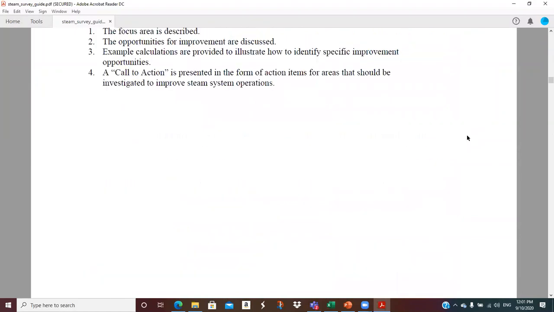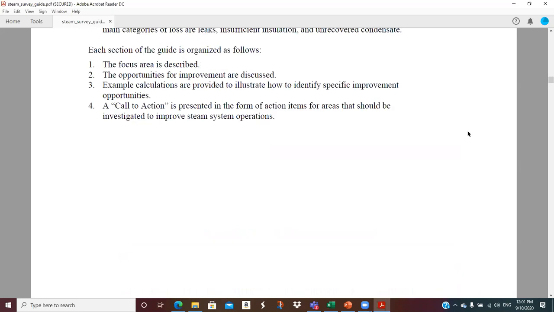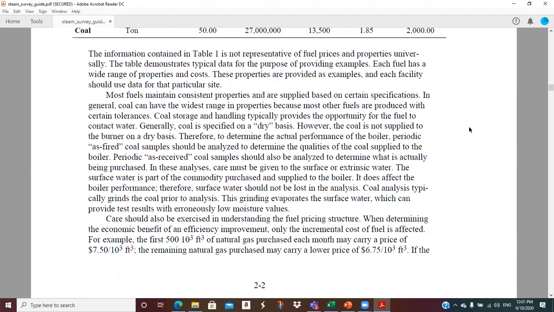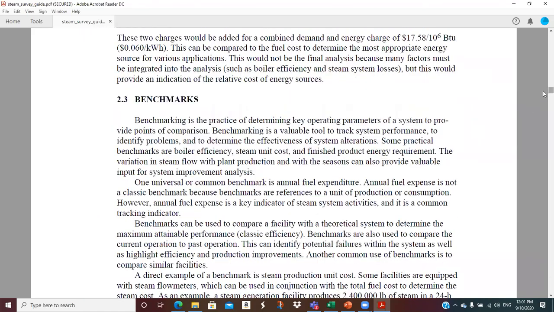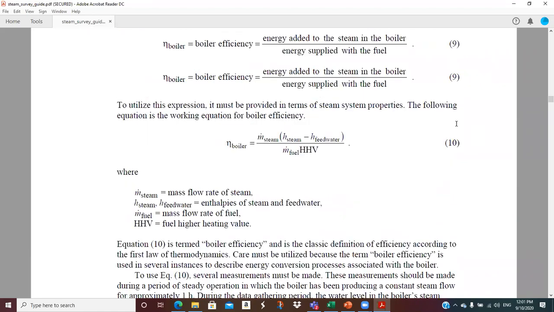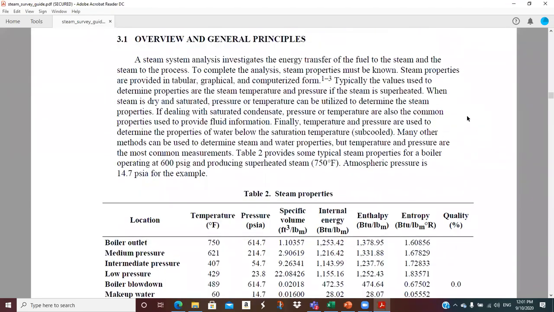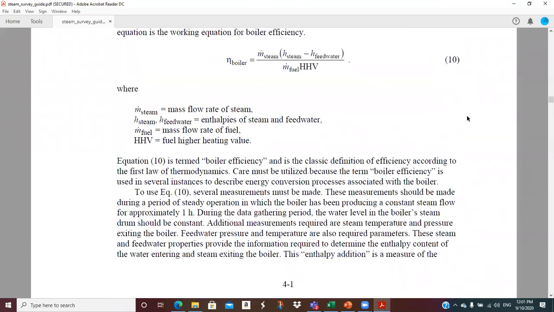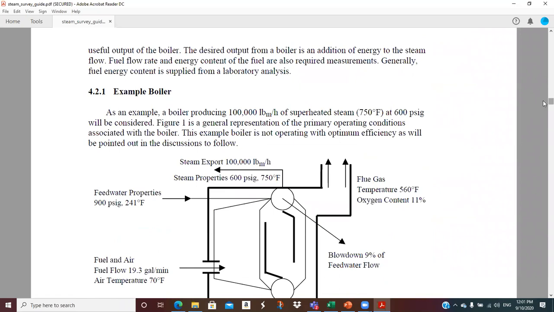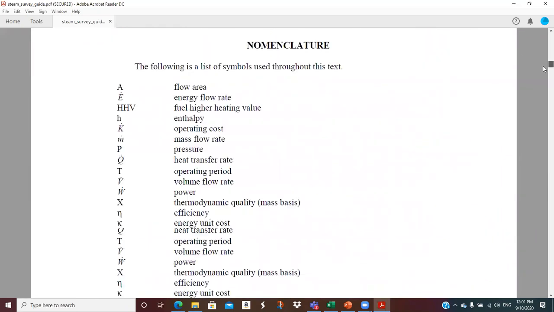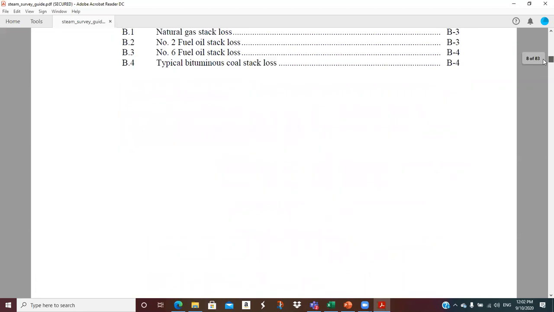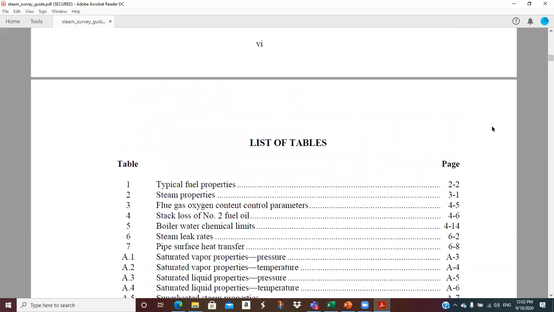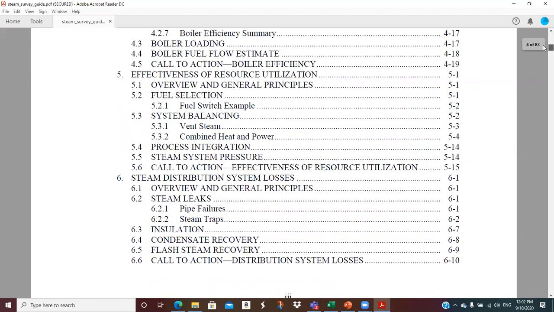Intro, that's not too bad. Chapter 2. And even 3. 3 is not much. Identifying properties of steam. You should be good on that. So let's read chapters 1, 2, 3. And we need to get into 4 a little bit here. Steam System Survey Guide. I'll show it to you here in just a second.